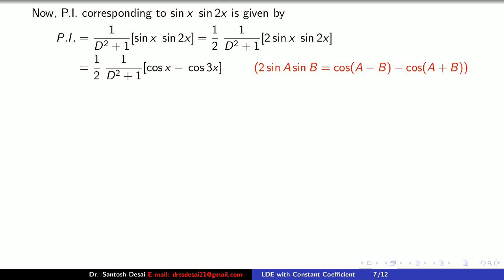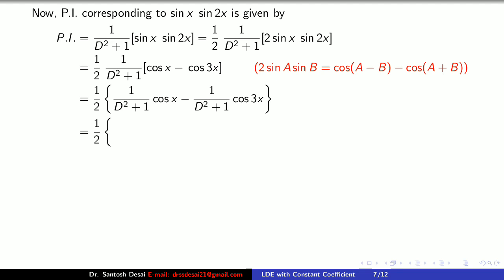Now separating this, we get 1 by 2 into bracket 1 upon D square plus 1 into cos x minus 1 upon D square plus 1 into cos 3x. Now again you have to apply the given method for these two terms. In these two terms there is a cosine term. So in the first part replace D square by minus 1.